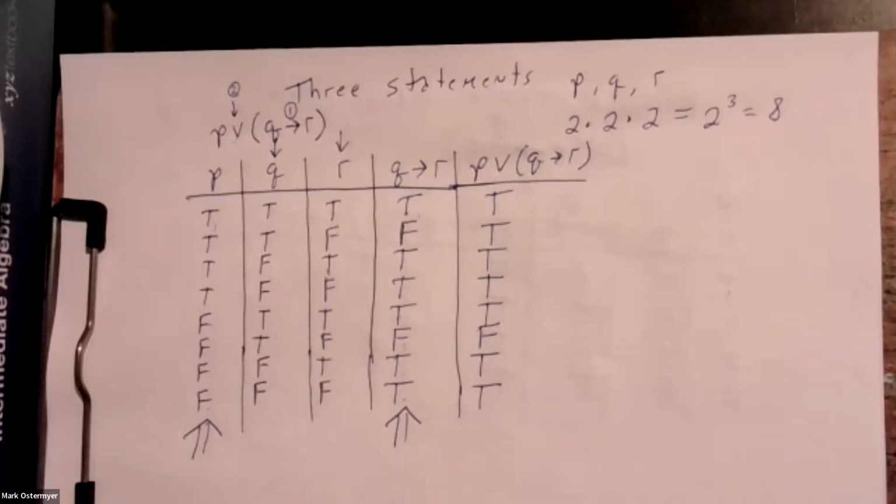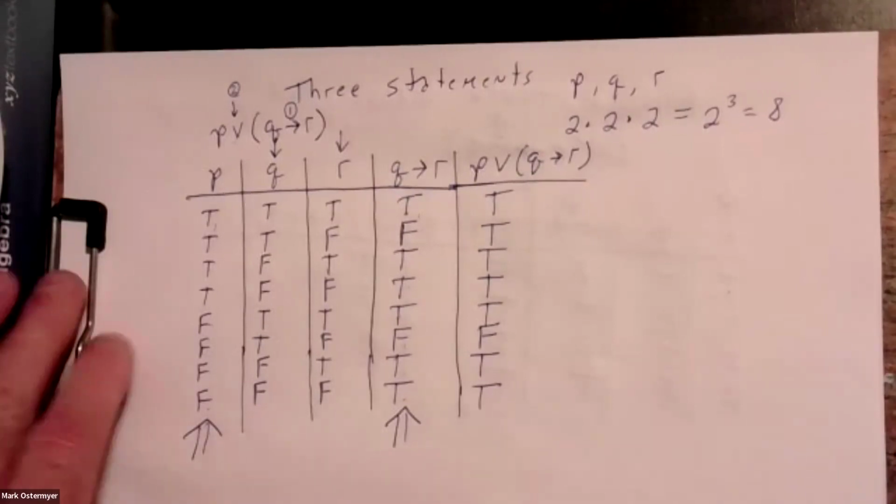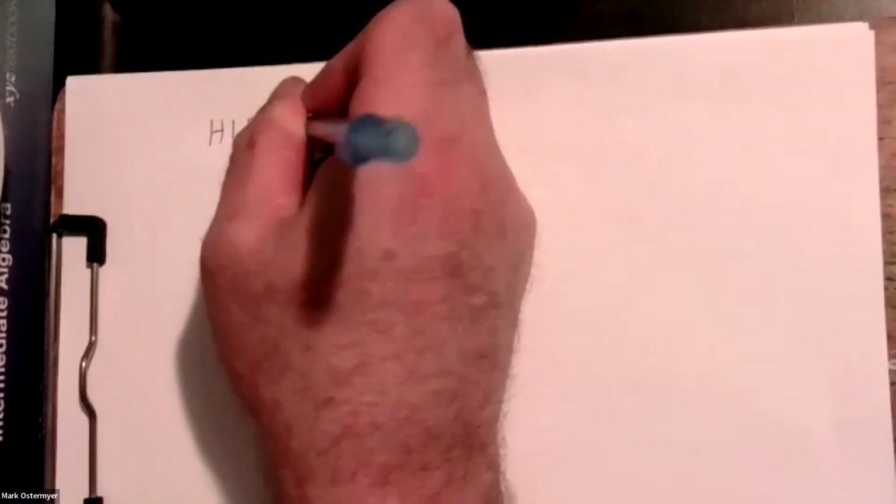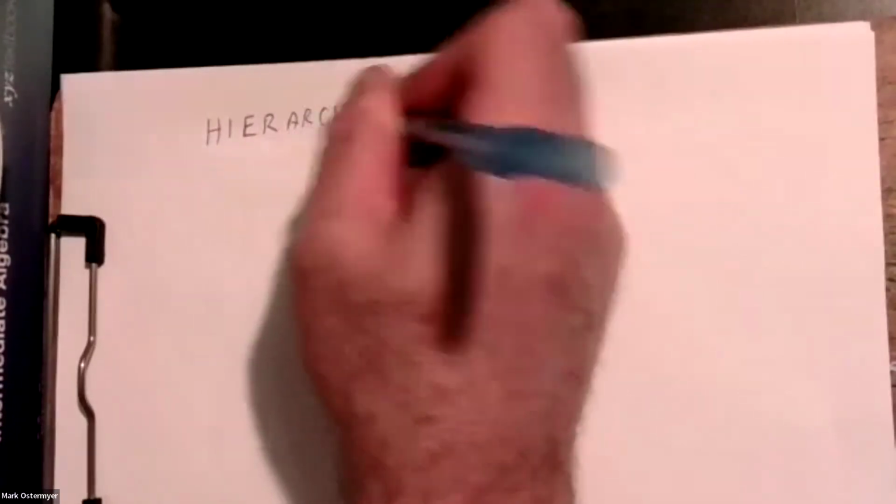All right, ladies and gentlemen, it's time for the hierarchy of connectives in logic. What do we do first? What do we do second, third, et cetera? Well, we've already got a little snippet here. We always go inside what first? Parentheses first. Yes, parentheses. So we've been doing that. So we kind of let the cat out of the bag a little bit there. So we're going to call this the hierarchy of logical connectives.